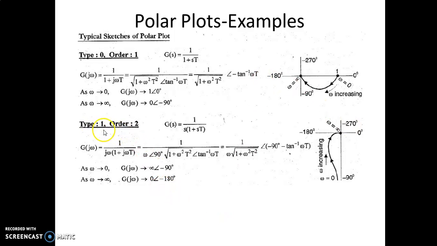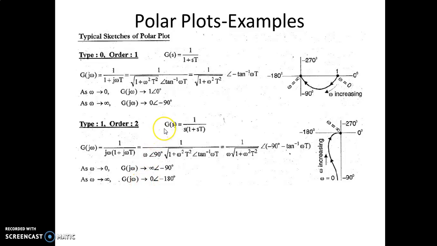Similarly, for type 1 and order 2, just see here and compare with the first one. Here one pole is added, and that pole is at origin. So depending upon the pole at origin, the type changes. Here it is type 0 and here it is type 1. But here the order is 2, because when you multiply s plus s square T, the highest power is 2. That is the order of the system.